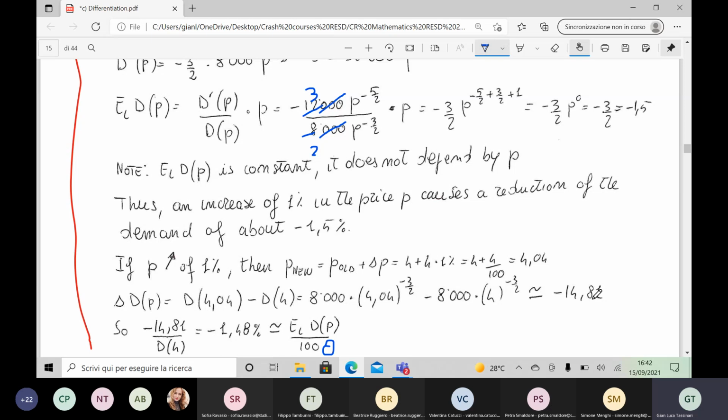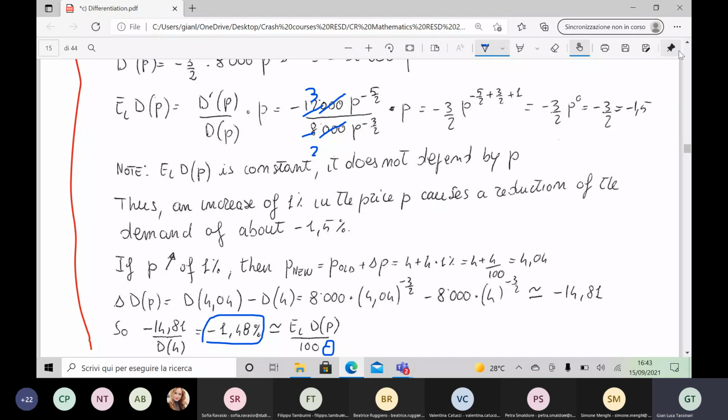This is the absolute change. You have to divide the absolute change by what? By the current level of the quantity demanded, which is D4. So D4 is this number. If you substitute this number, so you have the absolute change in number of units divided by the current value of the demanded quantity, you get minus 1.48. This means that the exact reduction of the demanded quantity, if the price increases by 1%, starting from a current price of 4, is minus 1.48%.